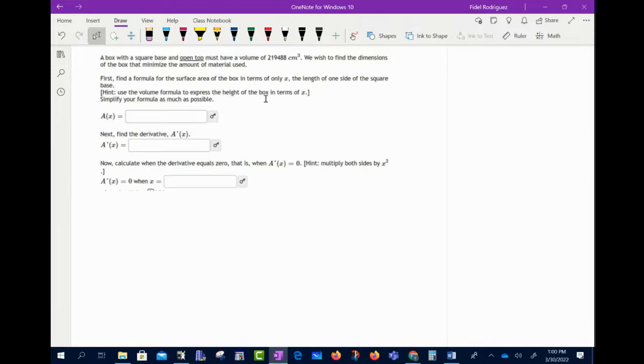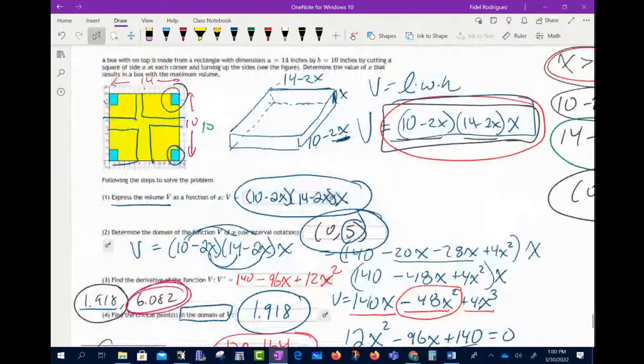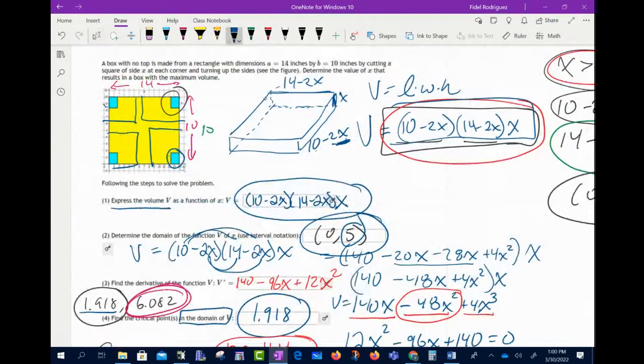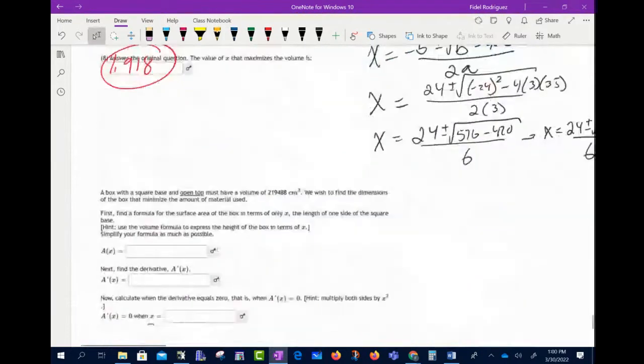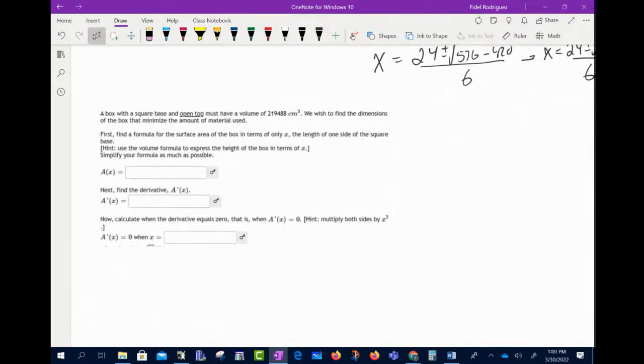Remember what I told y'all? In these problems, because they're optimization problems, we're either maximizing or we're minimizing, right? So in the problem that we did before, we were trying to figure out what size of little squares we need to cut so that we could maximize the volume. In this problem, we want to find the dimensions of the box that are going to minimize the amount of material used. So first thing it tells me, we have a box with a square base.